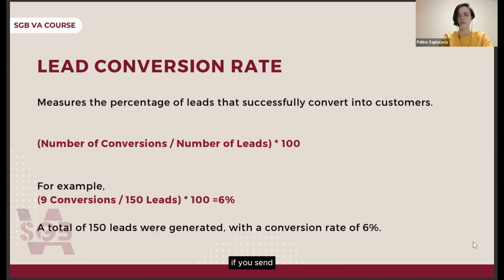So for example, if you send outreach messages to 150 leads and then with 9 leads, you had a deal. So you decided that they were qualified enough, they were interested in a product or services, and you gave them to the sales team to work further. So 9 leads, and that means that your conversion rate is 6%. So if 9 leads were successful out of 150, that means you have 6% lead conversion rate.